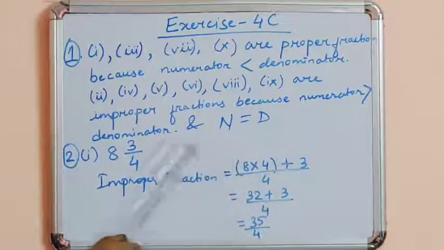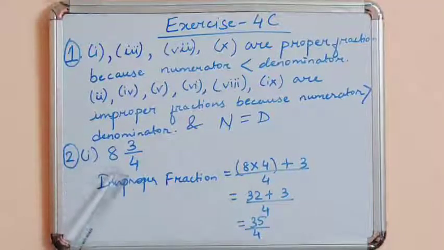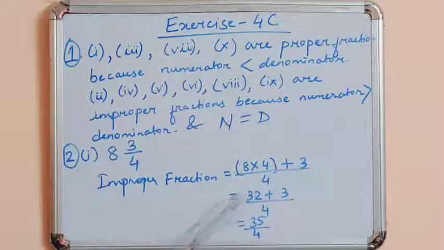So this will become our numerator part and the denominator will remain the same, that is 4. So 8 into 4 plus 3. You will get 8 fours are 32 plus 3 divided by 4. So 32 plus 3 is 35 by 4. So 35 by 4 is the improper fraction of 8 3 by 4.